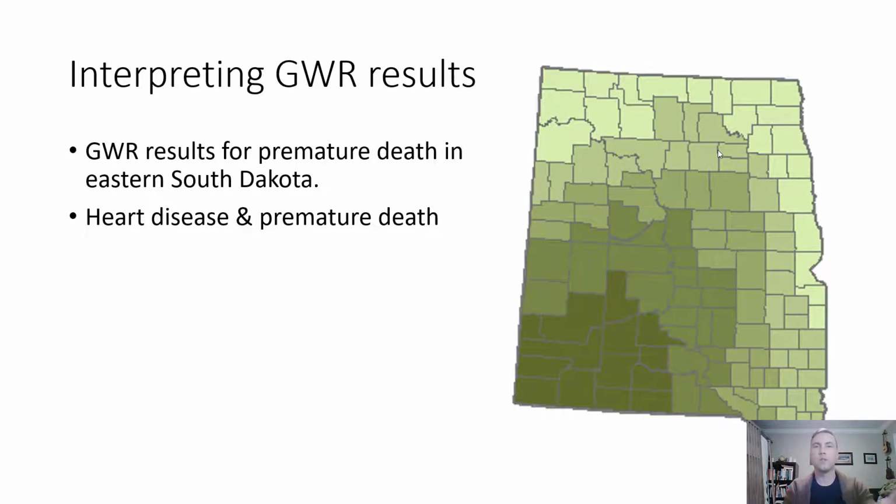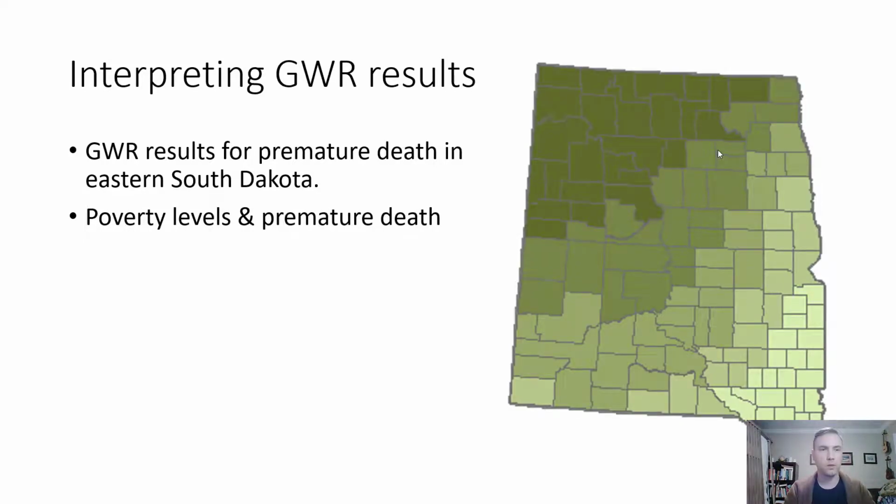So at least this gives you an example of when you use GWR, which you will in the lab. It helps you find where the strongest relationships are between the dependent and the independent on a local level. So it's not for the entire state. It's for individual polygons. Oh, and there's the last one: poverty levels and premature death. In this case, this may correlate with tribal lands where incomes tend to be lower. I don't know for sure, but it's a pretty fascinating distribution.